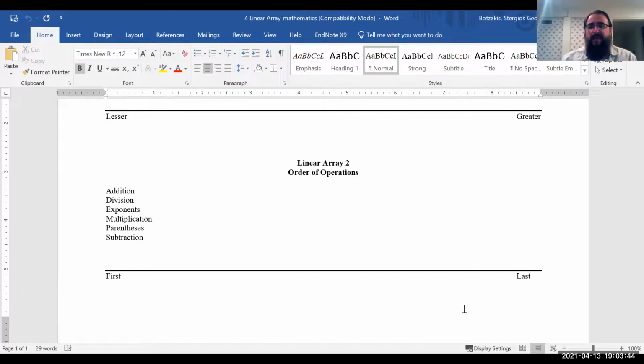This would be a nice introduction, a nice ticket out the door kind of thing. So that's my linear arrays. And I'm going to go to my last item, and that is something called the biopoem.